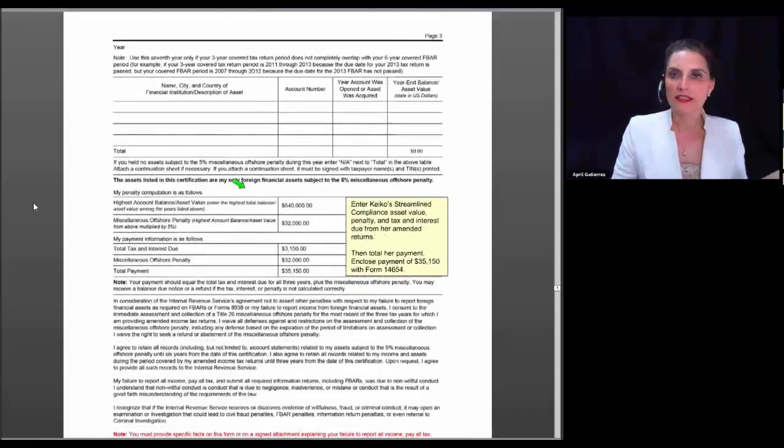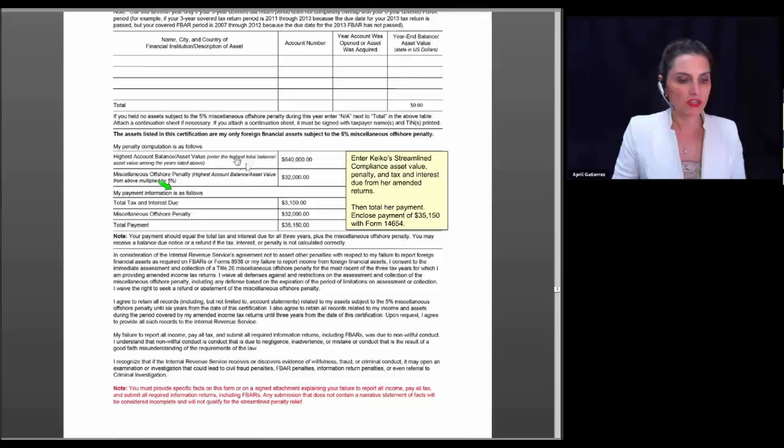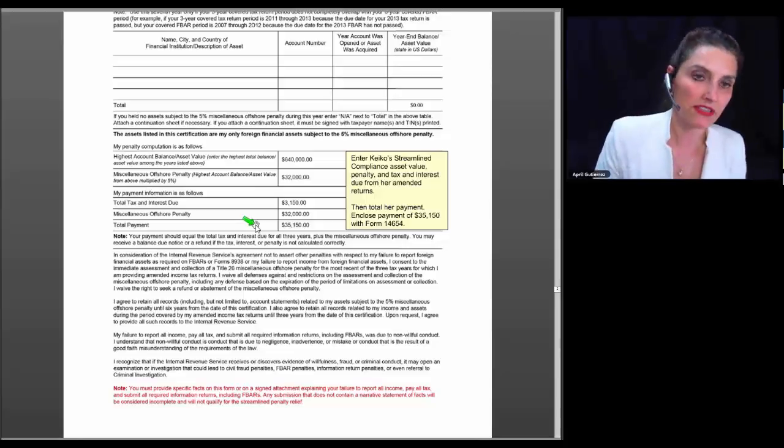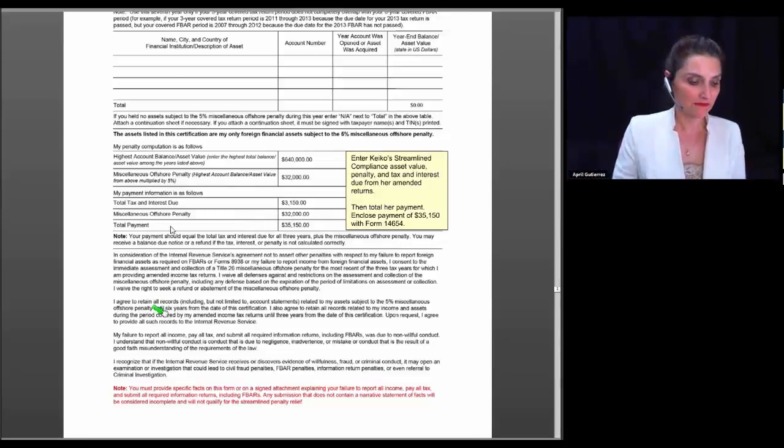And we're only filing 6 years of delinquent FBARs. All of the other years were timely filed. So we're done with the FBAR information. And now we go over to calculate the penalty. And we're going to take the highest year, 2012, the highest balance, $640,000. Multiply that by 5%, we get $32,000. We add in the total tax and interest due on the amended returns. And we total those numbers up and we get $35,150. And this is the amount that Keiko Ono is going to need to pay with this application.